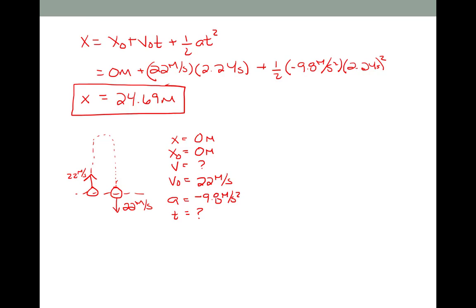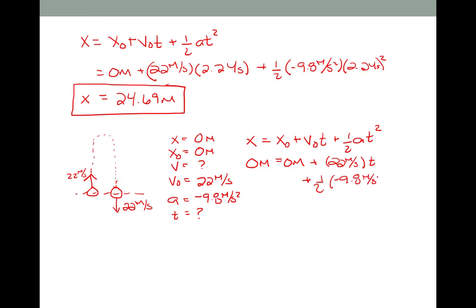So rather than jumping to the v squared equals v naught squared equation, I'm going to go to the x equals x naught equation just to, again, prove the symmetry aspect that I keep arguing. So x equals 0, x naught equals 0, v naught is 22 meters per second times t plus 1/2 times negative 9.8 meters per second squared times t squared.